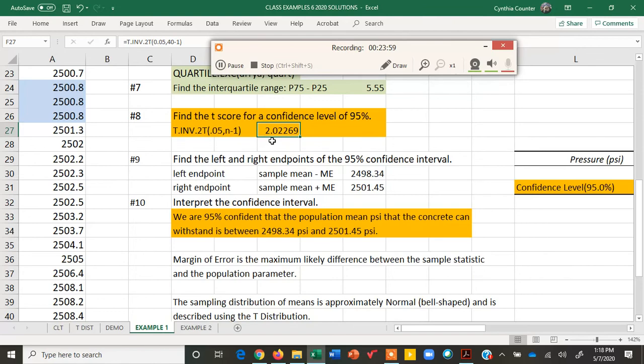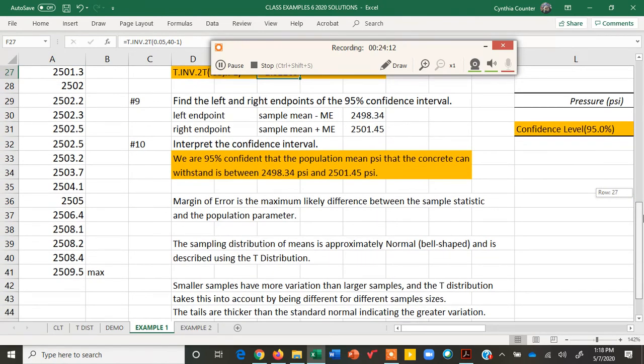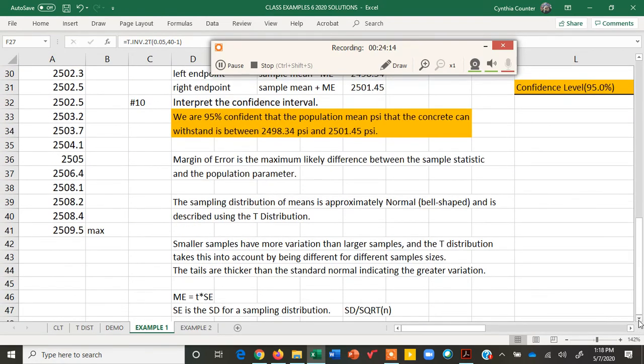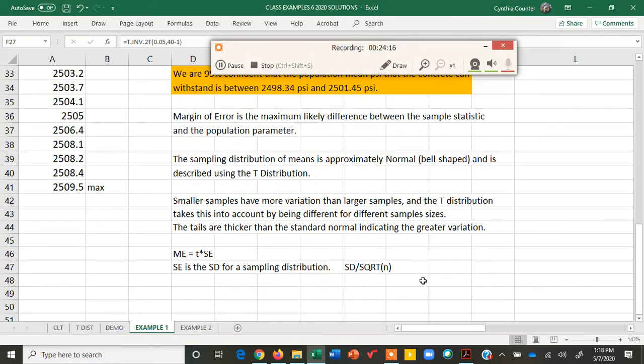And notice it is roughly 2, but it's actually a little bit bigger than 2 because 40 is a relatively small sample size. So 2.02269, and now we can find our standard error using that. So if we come down here, let's find our, well, we already have our standard error, my mistake. Now we can find the margin of error.